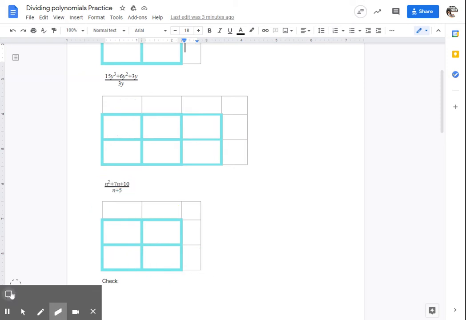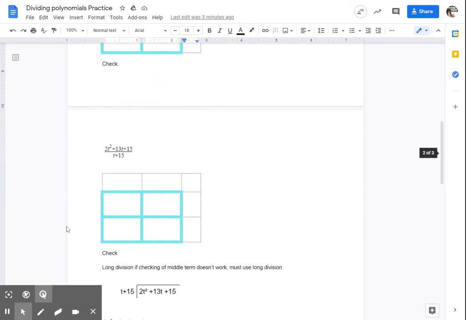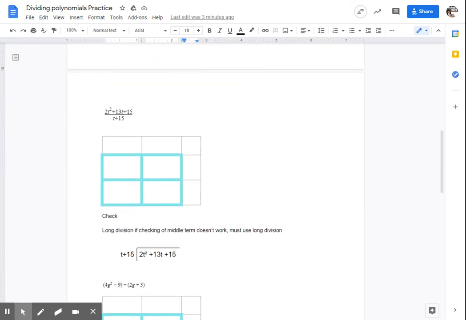Right, let's erase this and go down to the next part. We're going to do this one. So we do t plus 15, and then we do 2t squared plus 15, because that's the last term. We divide these two, and I get 2t. Divide these, and I get plus 1.